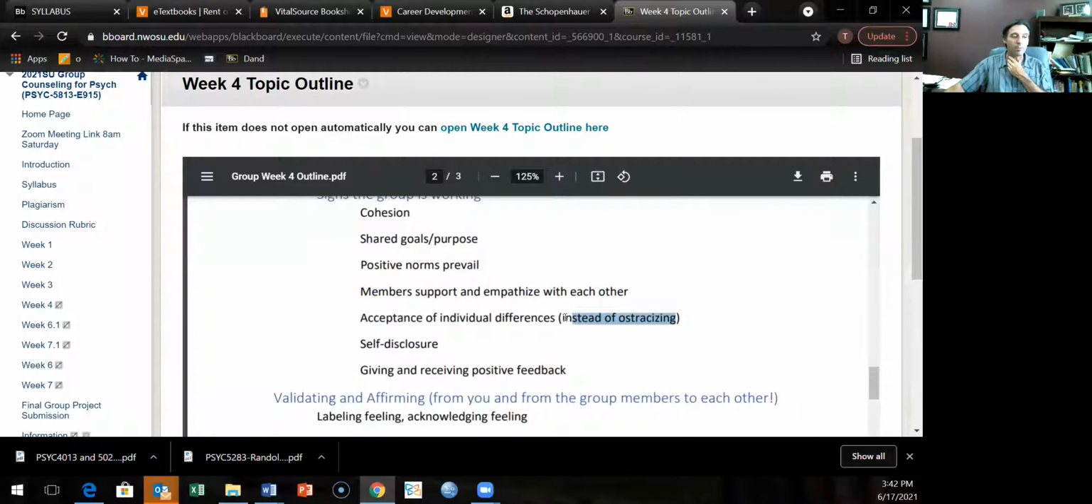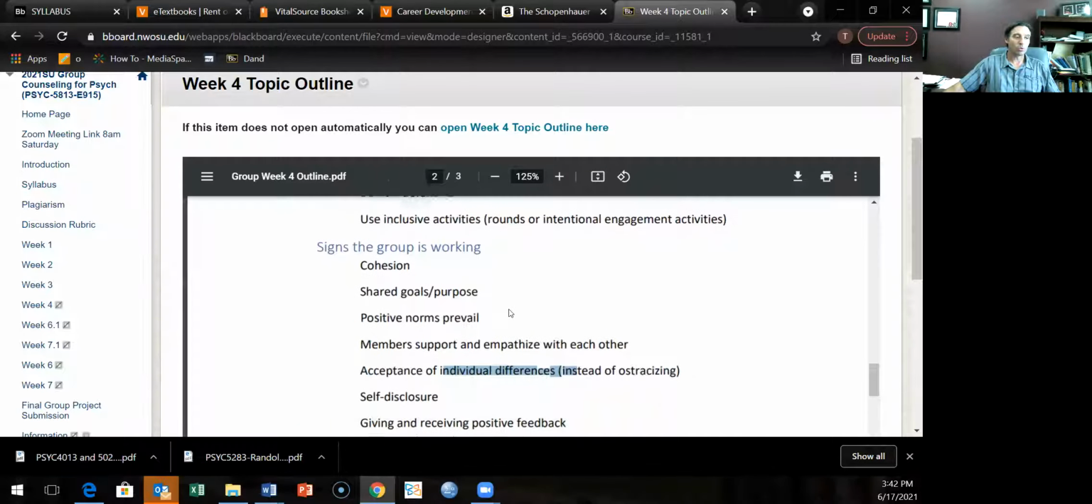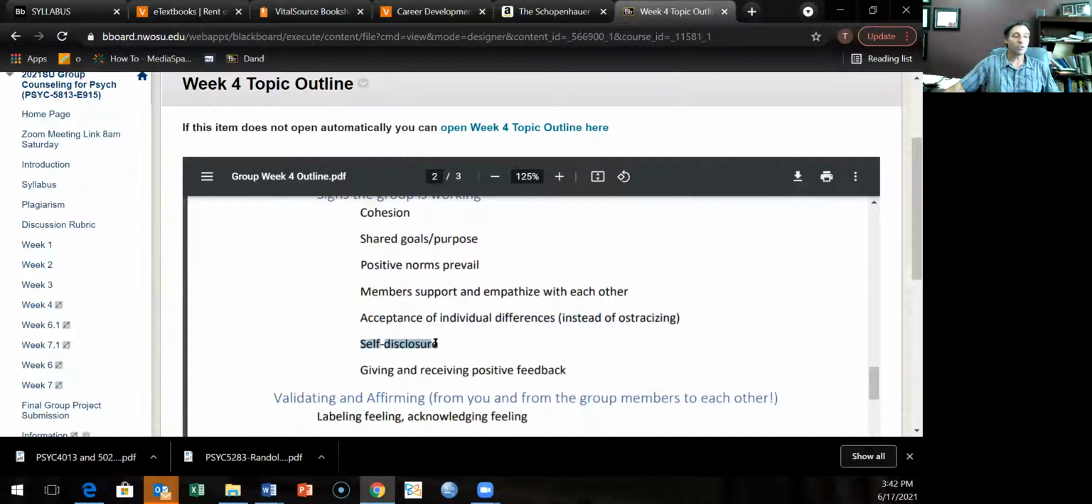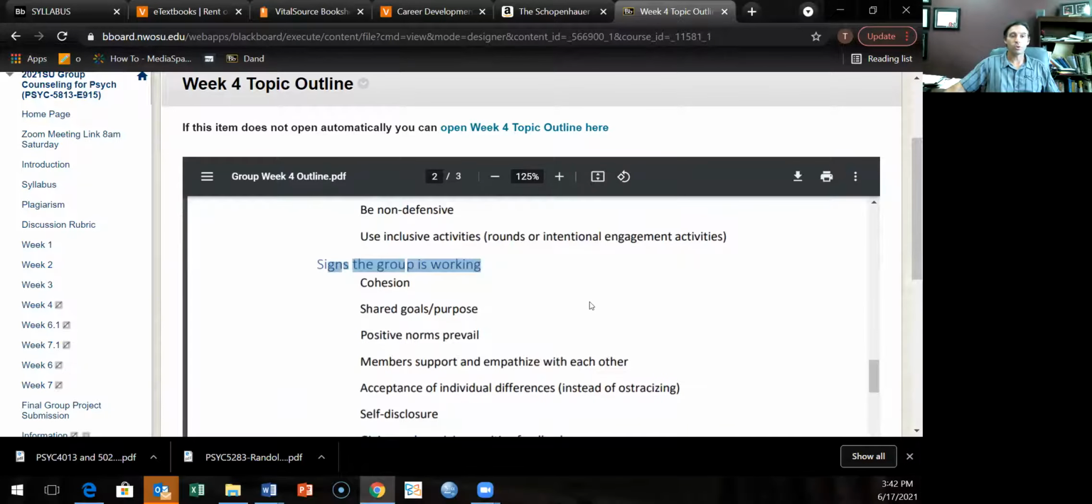So if someone comes up and they really have a different experience, or people have a rough experience of them, that may need to come to the surface and be fleshed out in the form of conflict. But if there's passive aggressiveness, that's not a sign that the group is really working. There's open self-disclosure. People feel comfortable sharing, giving and receiving positive feedback. So these are signs that your group is working.